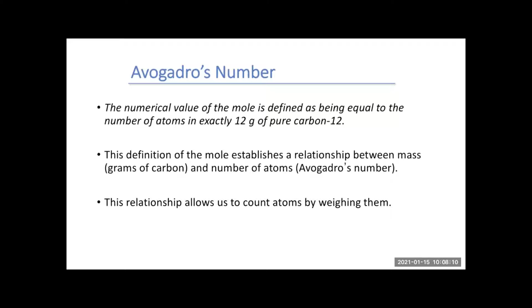This definition establishes a relationship between the mass, the grams of carbon, the stuff we can actually weigh out in the lab, and the number of atoms. So now we can relate how much mass we have to the number of atoms, and we'll know exactly how many atoms we're going to be able to use in our reactions. And so using this relationship allows us to count the atoms by weighing them.